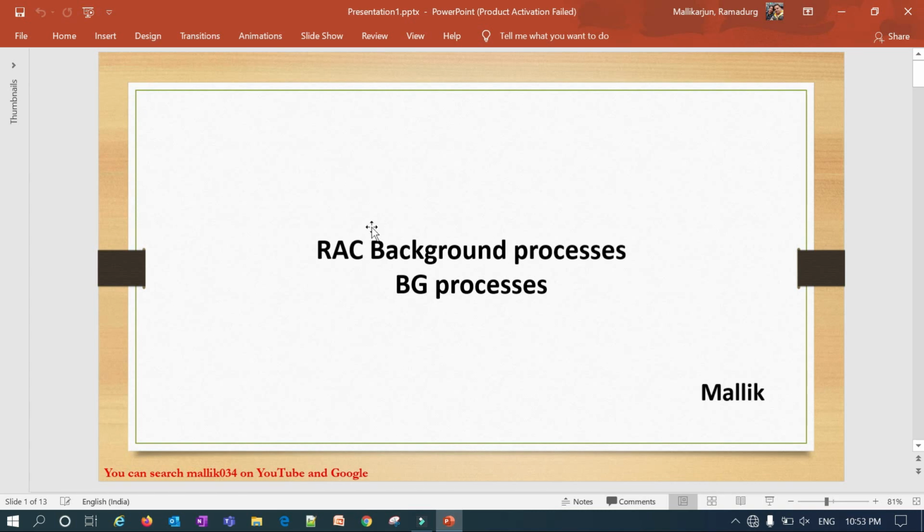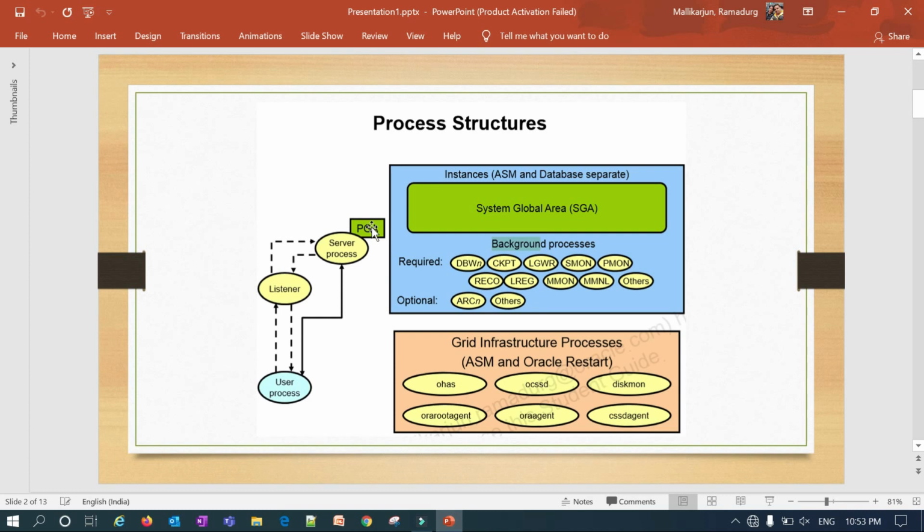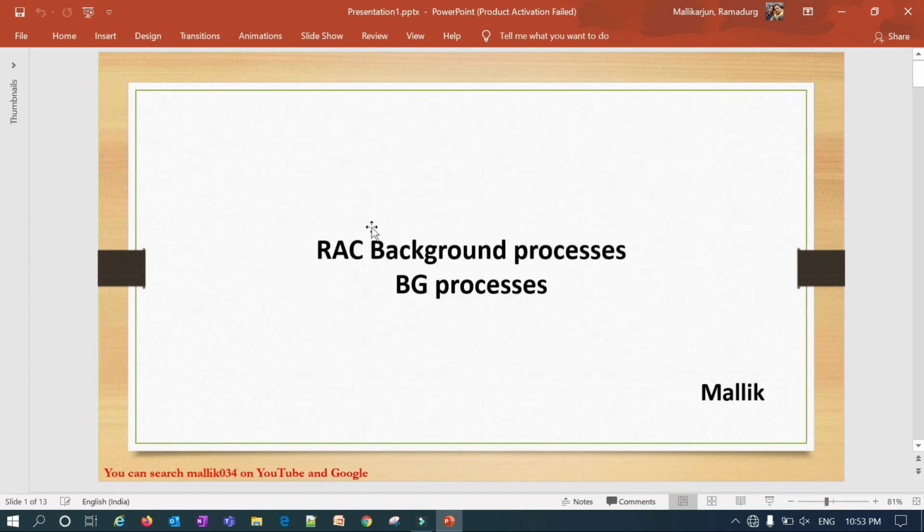Everyone knows that there are many background processes related to the database, to ASM, to the user process, and to the server process. But we are not going to concentrate on all of those. Our area of focus, our intention, is just to look into the RAC background processes.